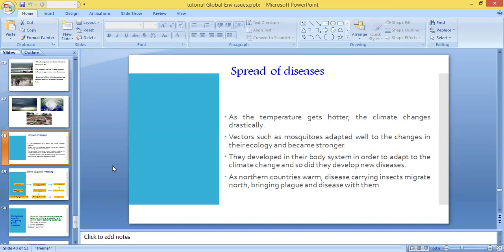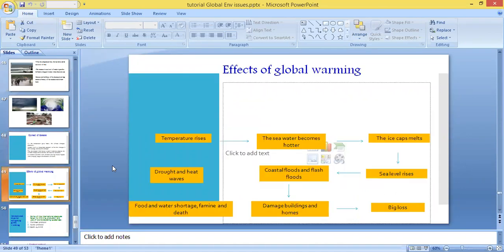They develop in their body system in order to adapt to the climate change, and so they develop new diseases. So as northern countries warm, disease-carrying insects migrate north, and they bring in the plague, the flu, and other diseases with them. So again, this is one of the problems with the climate change that is caused by global warming.